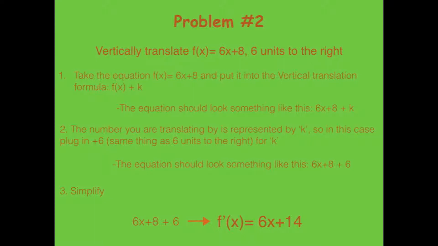Step 2. The number you are translating by is represented by k, so in this case plug in plus 6 for k. The equation should look something like this: 6x plus 8 plus 6. And now you just simplify. Combine like terms, and 8 plus 6 is 14, and now you should end up with 6x plus 14.